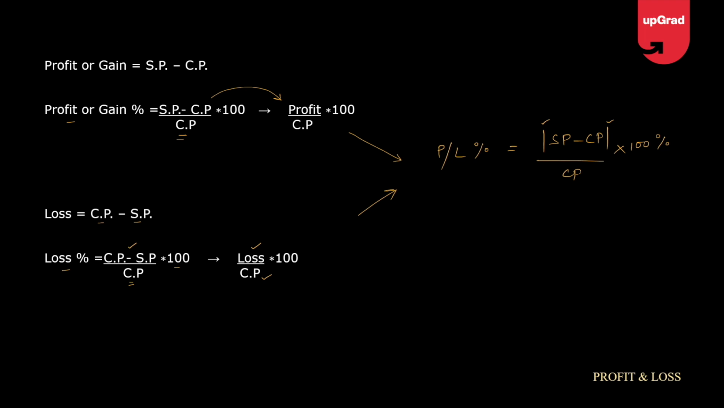Though if SP is more than CP, my end result here will give me a profit percentage. On the contrary, if cost price is more than the selling price, I should be getting my loss percentage. So this is how we usually calculate profit, loss, profit percentage and loss percentage.